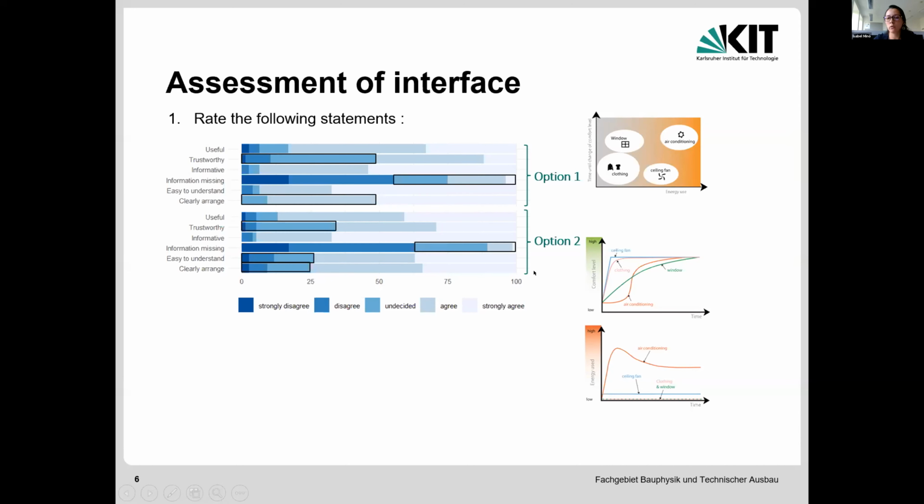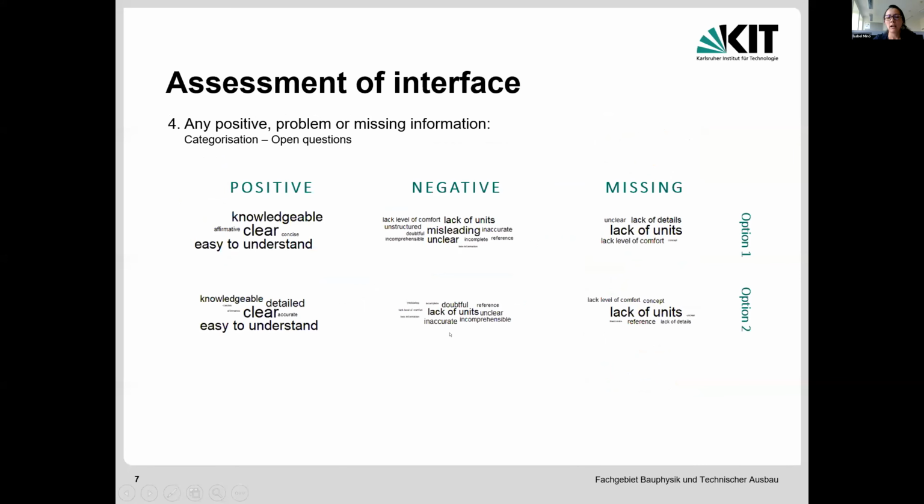In terms of option number 2, they found the same: that the information was not trustworthy and that there was some information missing. However, with this combination of graphics, at least 25% of the participants didn't find it easy to understand or clearly arranged.